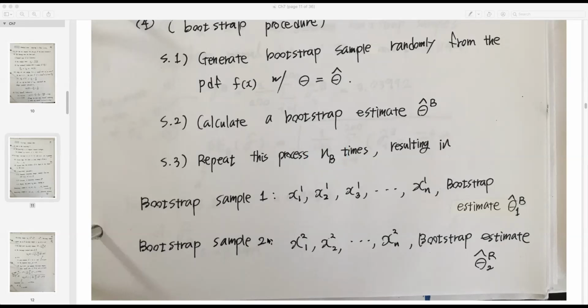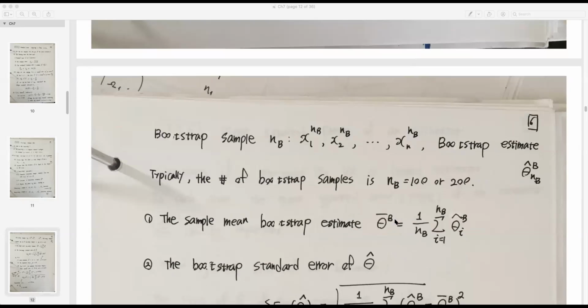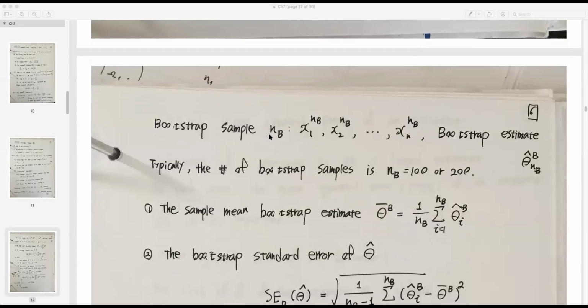So bootstrap sample 2 is x12, x22. The subscript means the index of the sample data, and the superscript represents the bootstrap sample number. In this bootstrap sample, we calculate the bootstrap estimate theta hat 2b. Now keep doing this. Finally we get the NBth bootstrap sample, so we get theta hat NB b.